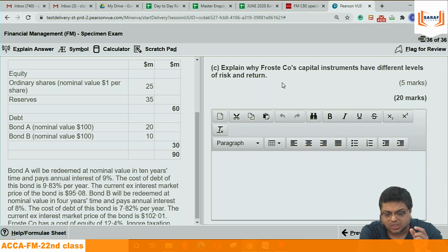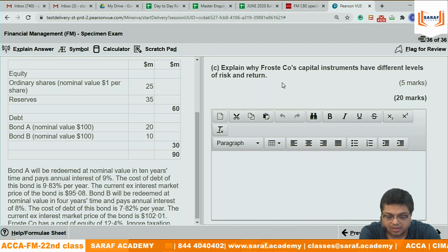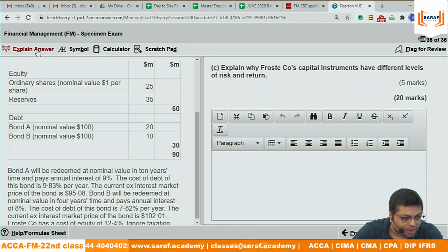So they are asking, first of all, you explain in one paragraph what risk and return is. Risk and return go hand in hand. High risk, high return. Low risk, low return. Then you start saying about equity, bond, and both bond A and B. According to me, that should be written. It is 5 marks, so 7 to 8 minutes will be your writing time. We need to write the answer.